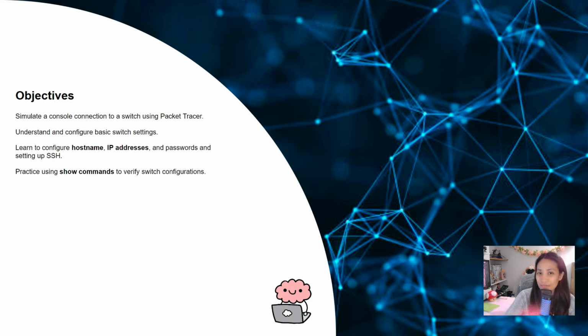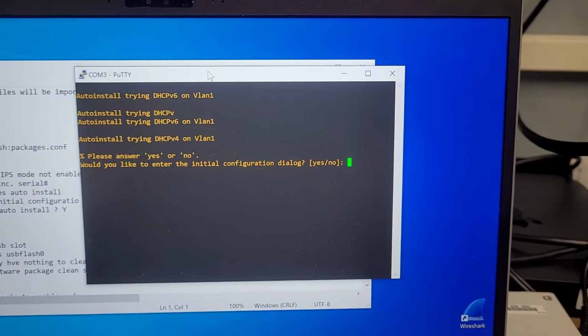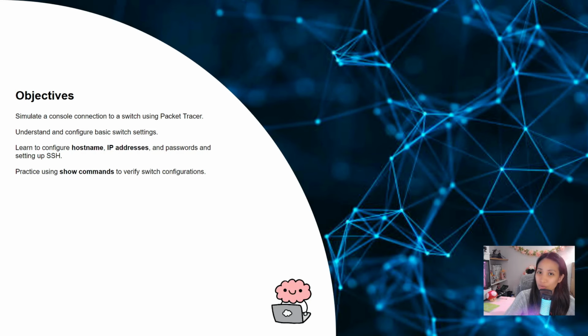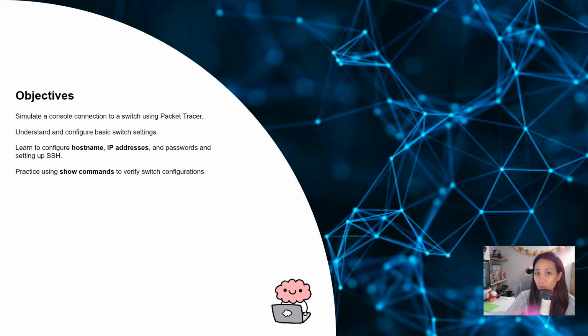So for the objectives of this video, we are going to simulate a console connection to a switch using Packet Tracer, just like how we do it in real-world practice when we are configuring an actual switch. We are also going to configure the basic initial settings when you are setting up a switch, like hostname, IP address, passwords, and setting up SSH so you can remote into the switch. And of course, we are gonna practice our show commands to verify all of our configuration. I'm also gonna be explaining what every command does and why we use all of the commands.